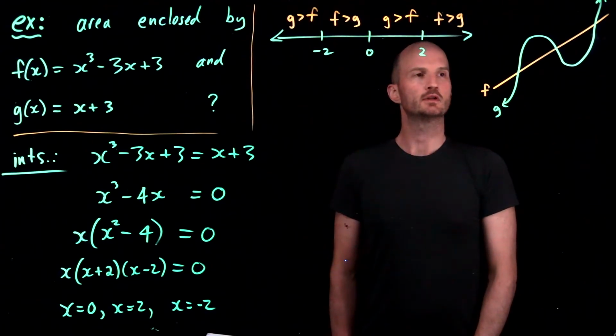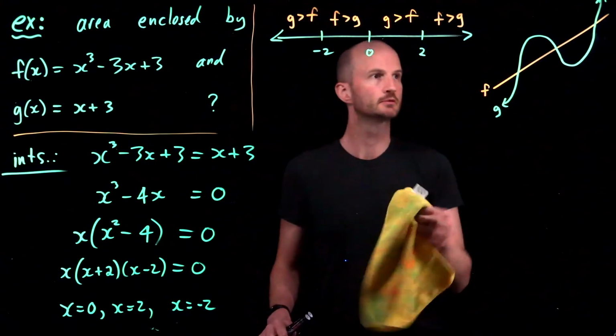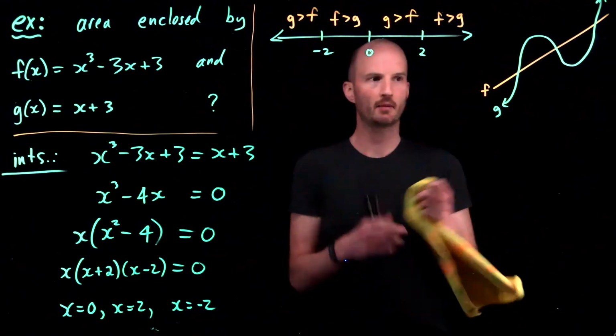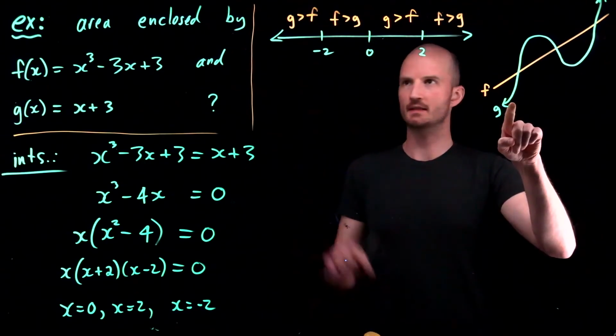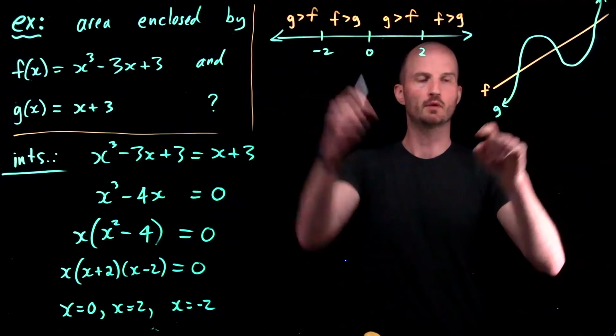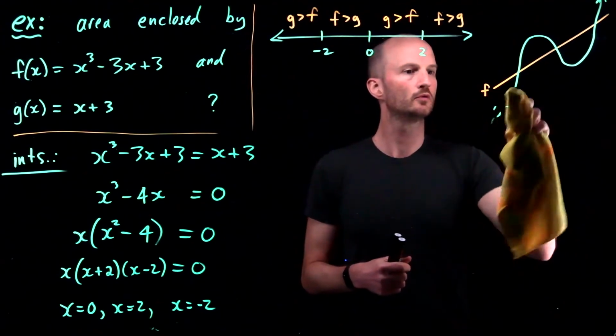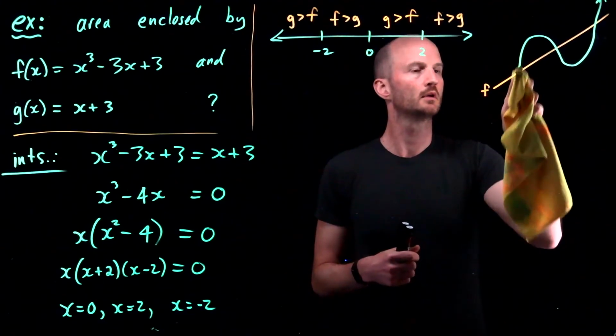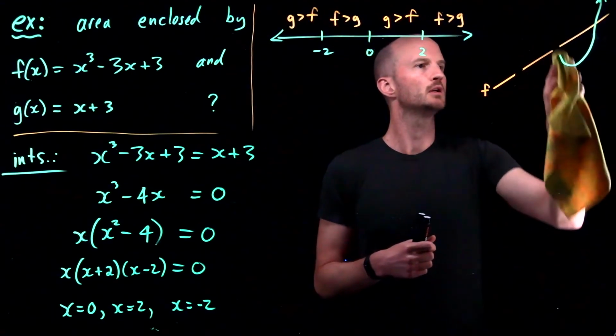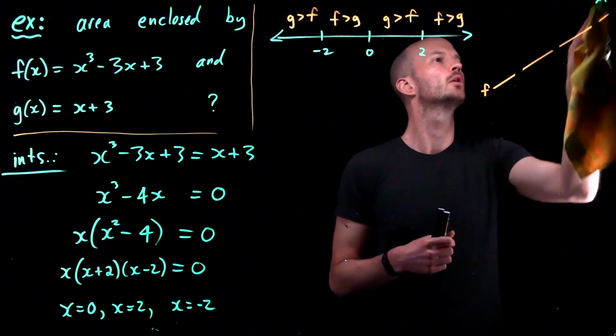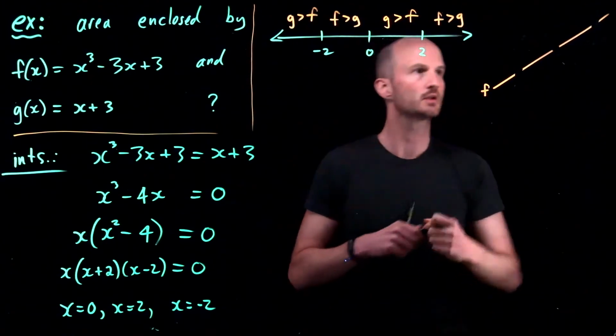F is bigger than G. F is, oh, I got it backwards, don't I? G is bigger than F. Yeah, I got this backwards. Because here I have G being less than F to begin with, which is not what I want. Sorry for that. Even a genius like me makes mistakes sometimes. A genius such as I.